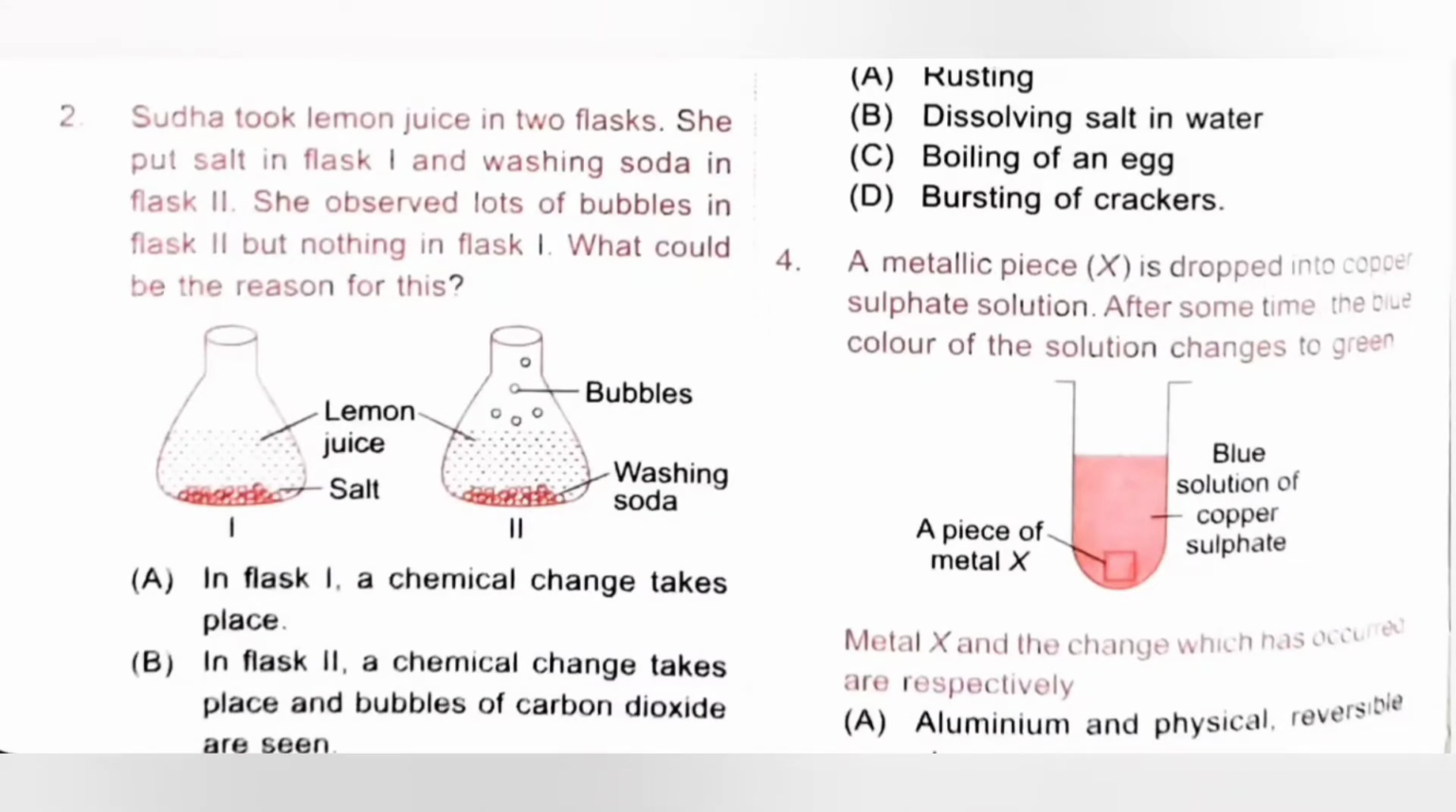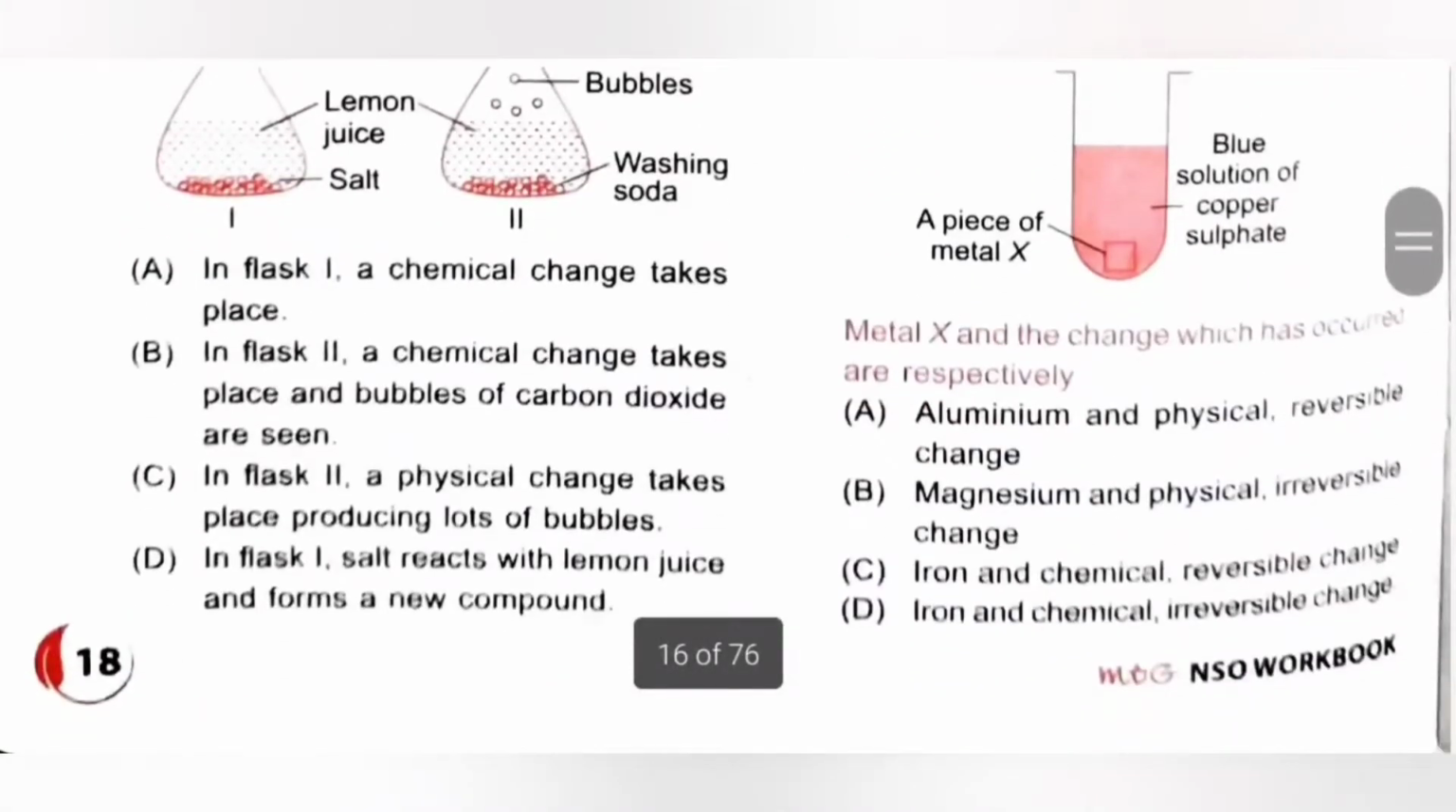Second one. Sudha took lemon juice in 2 flasks. She put salt in flask 1 and washing soda in flask 2. She observed a lot of bubbles in flask 2 but nothing in flask 1. What could be the reason for this? A. In flask 1, a chemical change takes place. B. In flask 2, a chemical change takes place and bubbles of carbon dioxide are seen. C. In flask 2, a physical change takes place producing a lot of bubbles. D. In flask 1, salt reacts with lemon juice and forms a new compound.